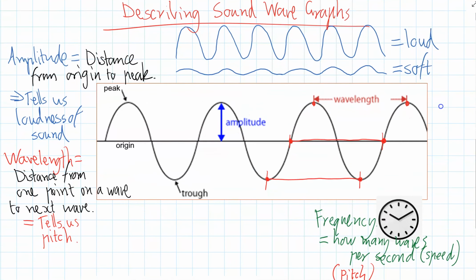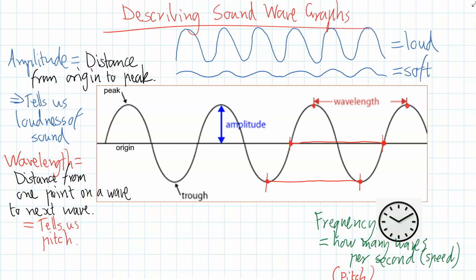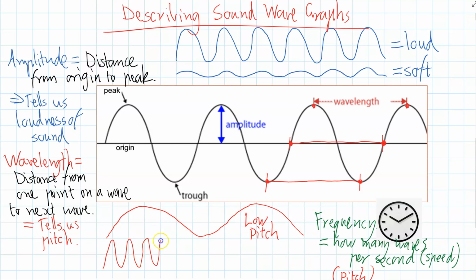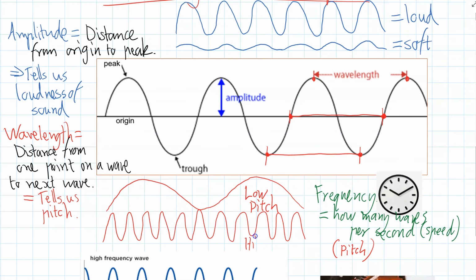Okay. And wavelength and frequency are basically the opposite. So if we have a graph that's got a really long wavelength, that means the waves are really spread out, like this one. So if there's a long wavelength, that is a really low pitch sound. Really deep, like a male voice or a bass drum. But if you have a really short wavelength, then that means that graph is going up and down really quickly. And that is a high pitch sound. Someone screaming, a bird chirping, any kind of high pitched sound.